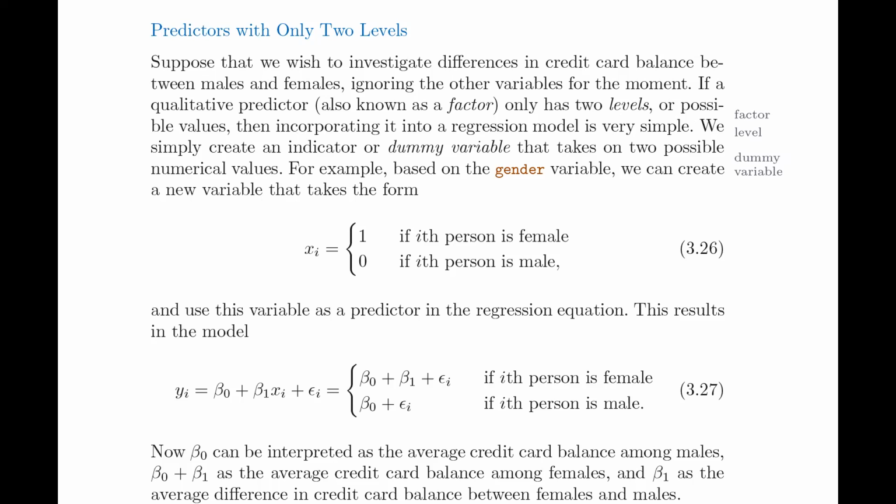Let's see. We simply create an indicator or dummy variable that takes on two possible numerical values. For example, based on the gender variable, we can create a new variable that takes the form xi is 1 if the ith person is female, is 0 if the ith person is male. And use this variable as a predictor in the regression equation.